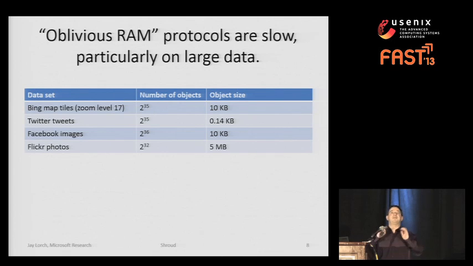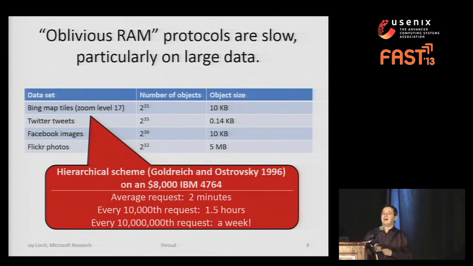Unfortunately, these protocols are extremely slow, particularly on the large data sets that we're talking about, these data center workloads like the 30 billion or so map tiles just at Zoom level 17, or the comparable number of billions of tweets in Twitter, or the billions of photos people share with each other on Facebook and Flickr. An application of an ORAM scheme can be very slow. On average, to have all your disks working on serving one user, one map tile, would take on average 2 minutes, and in the worst case, much longer. Every 10,000 requests would take an hour and a half.